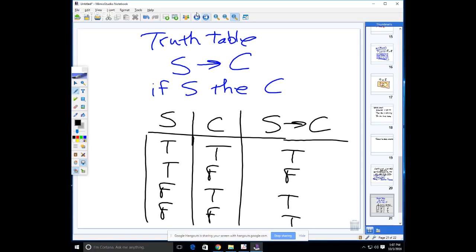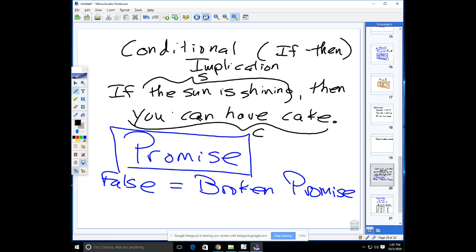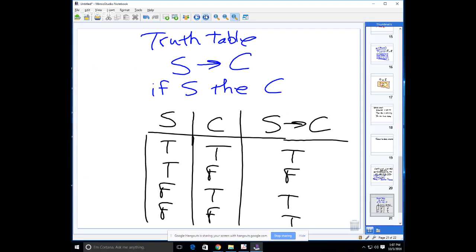Yeah. Did I break my promise? No, the sun wasn't shining. So basically the whole statement, I have nothing to judge it on. So by default, it's true, is the way we do it in logic. Yeah, so as long as I didn't break my promise, I'm okay. So that would be the truth table for S implies C. So that's the way I often read that. S implies C. That's how you could read that.